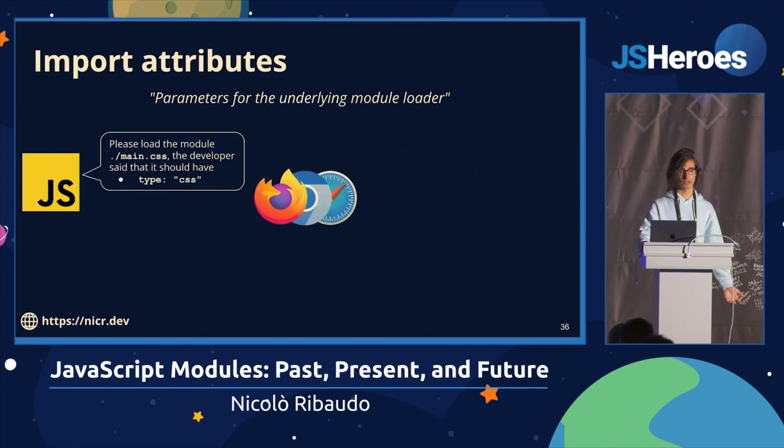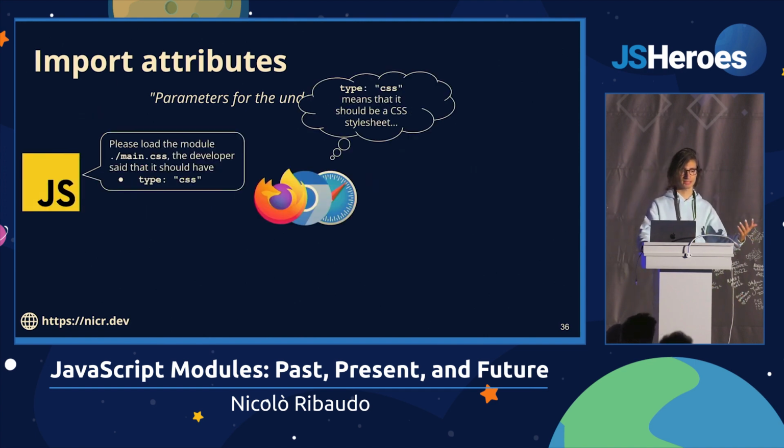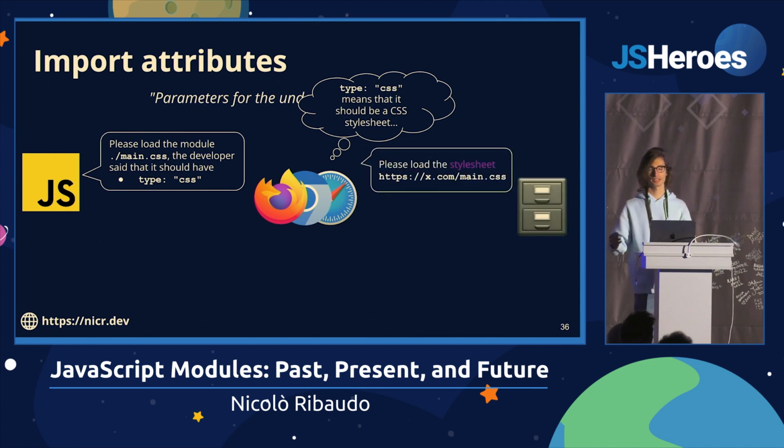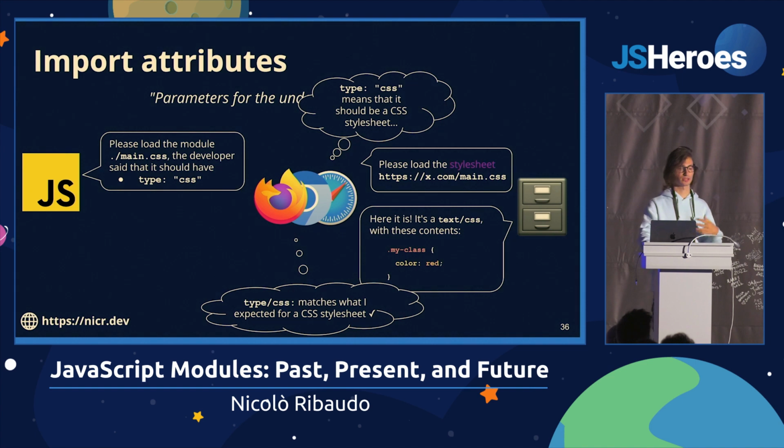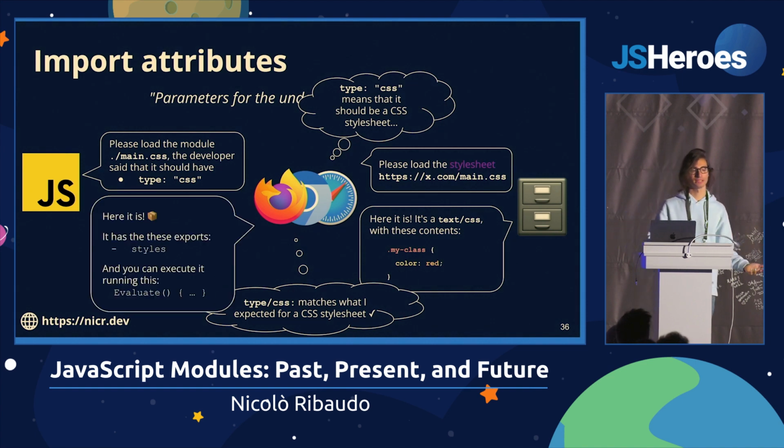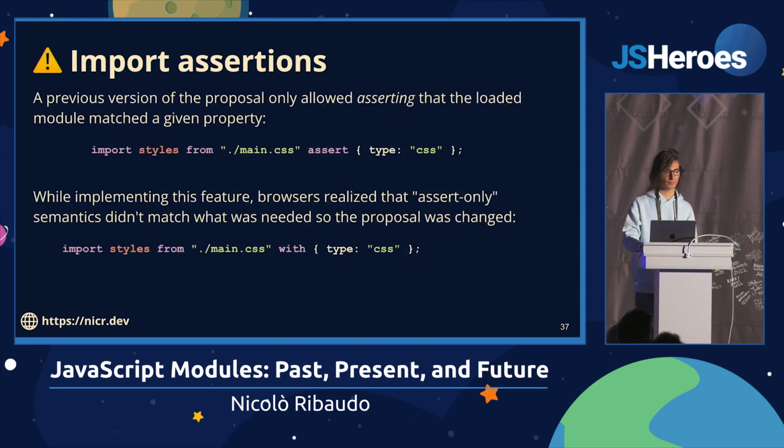So now the browser knows what CSS is, and it will ask the server for a style sheet. This is done through some HTTP headers. This is just an example of how import attributes can affect how to load a module. And the server will give back some contents. The browser knows what it means to execute CSS, and will give to the JavaScript engine some steps that the JavaScript engine can understand to execute that CSS code.